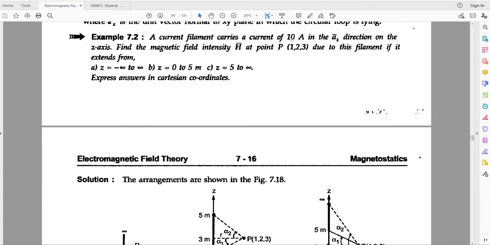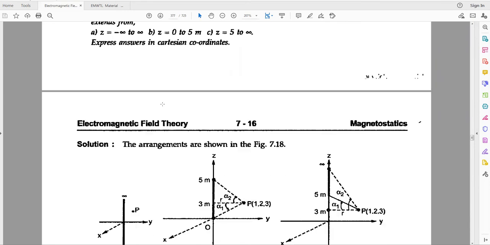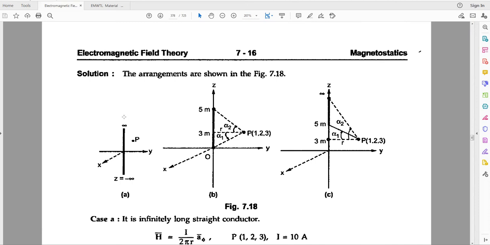A current filament carries a current of 10 amperes in AZ bar direction on the Z axis. Find the magnetic field H bar at point 1, 2, 3 due to this filament if it extends from Z is equal to minus infinite to infinite, Z is equal to 0 to 5 meters, and Z is equal to 5 to infinite. Express the answers in Cartesian coordinates. They are asking three ways. So one is Z is equal to minus infinite to infinite. You can take the charge uniformly distributed on the Z axis from minus infinite to infinite here.